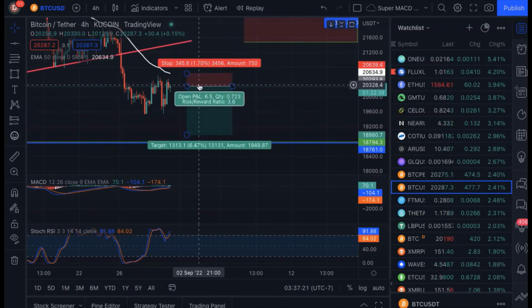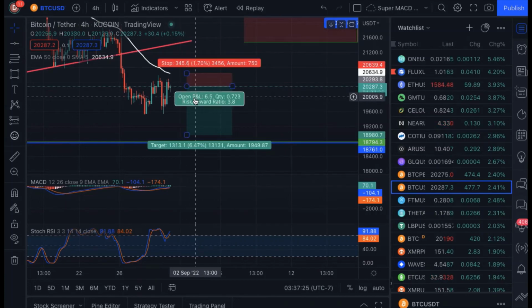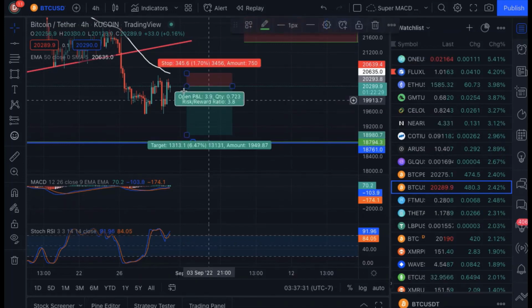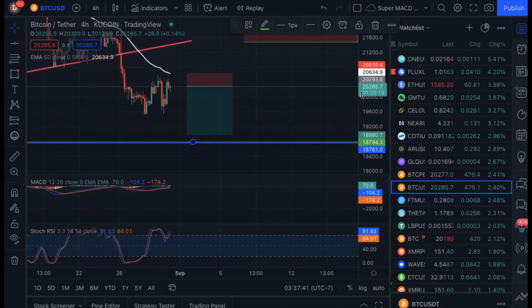So if we retrace, where are we retracing to? Down here, right here. And you would just take profit somewhere in here. You could easily take profit as well. So just a quick short. This is how I pretty much find my trades.